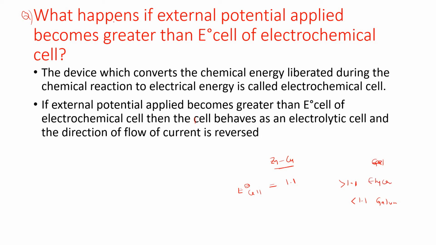So the answer will be: the device which converts the chemical energy liberated during the chemical reaction to electric energy is called an electrochemical cell, right? This is the definition of electrochemical cell, already we discussed. If the external potential applied becomes greater than the E0 value, that means greater than 1.1, the electrochemical cell then acts as an electrolytic cell, and the direction of current flow will be reversed.